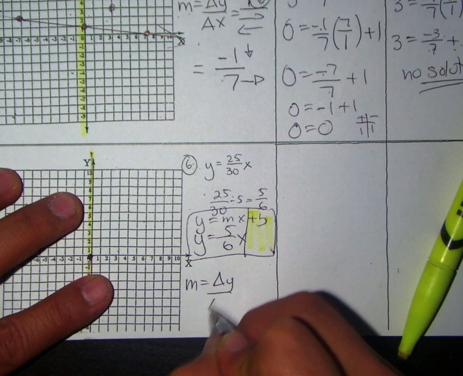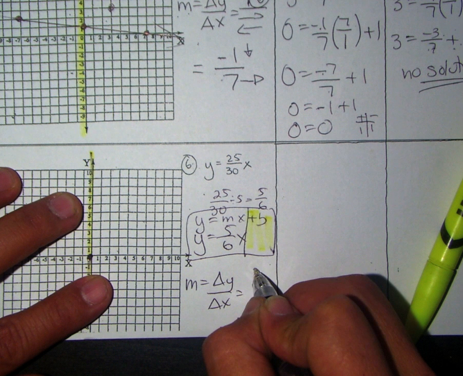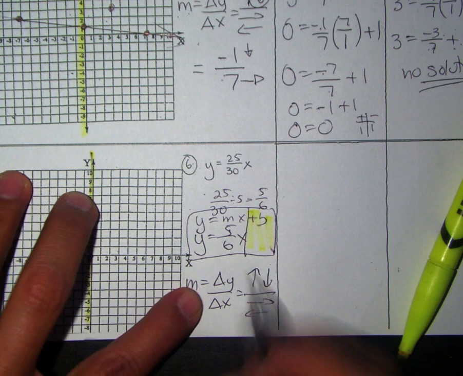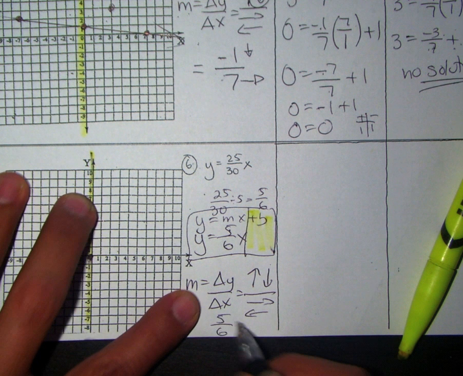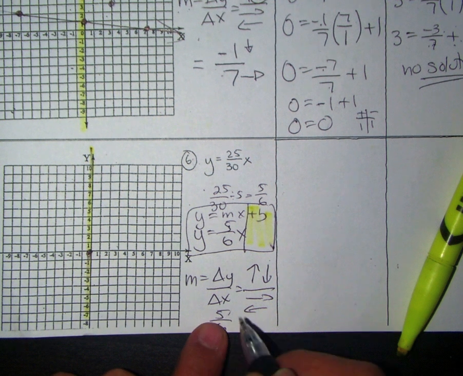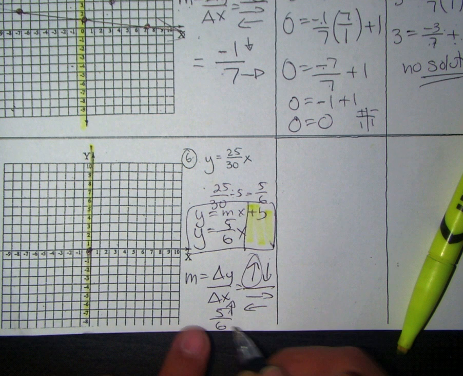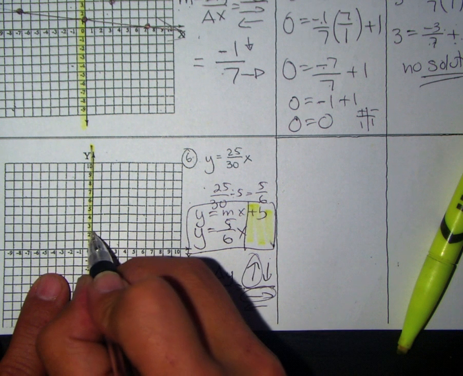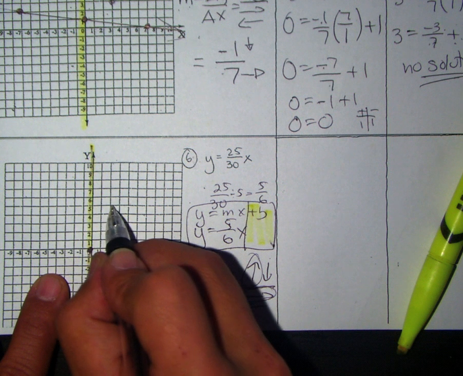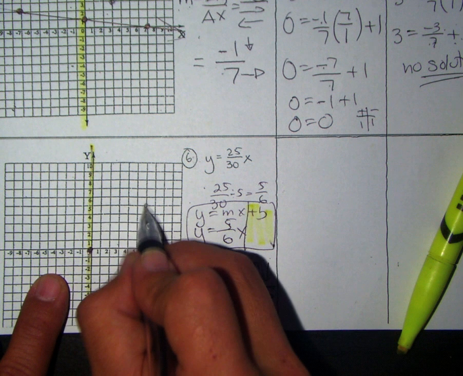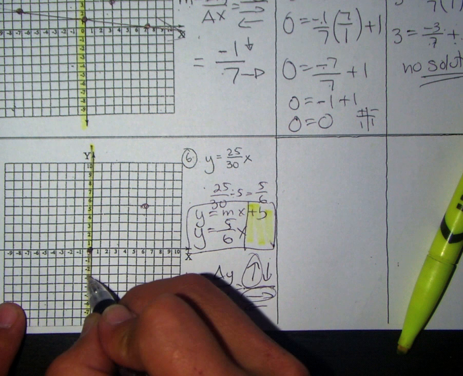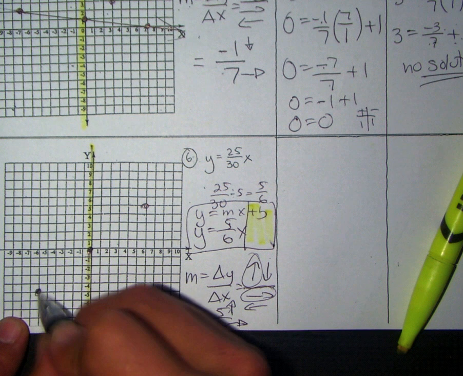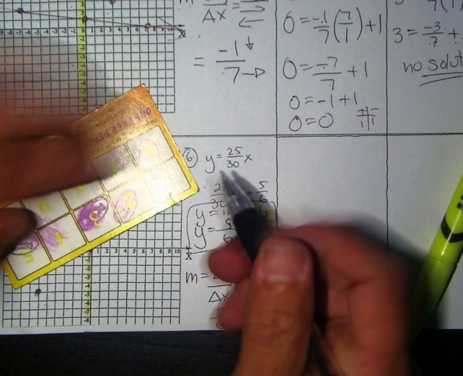So now we go ahead and write the same thing over. Delta y, delta x. Up, down, right, left. So let's go ahead, 5 over 6. And remember, they're positive, so now it's going to go up and to the right: 5 up and 6 to the right because they're positive. So let's go. 1, 2, 3, 4, 5. 1, 2, 3, 4, 5, 6. And that's good enough. We only got 3 points.